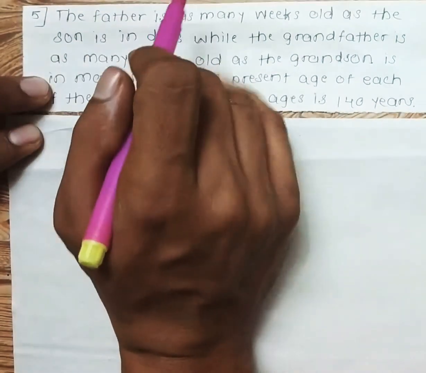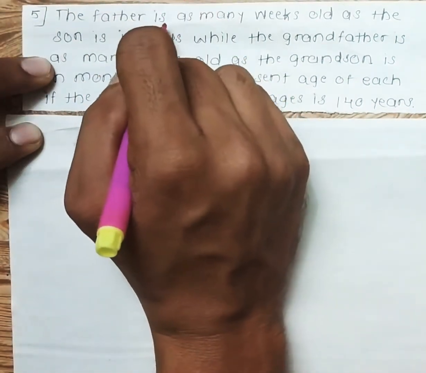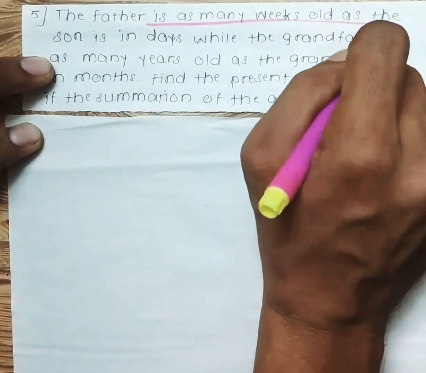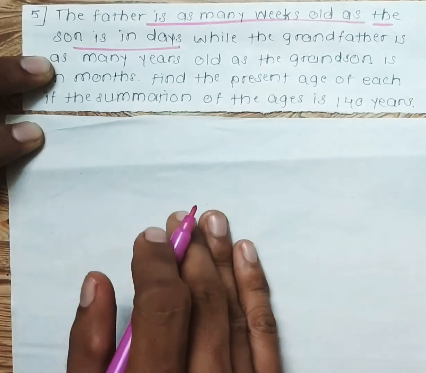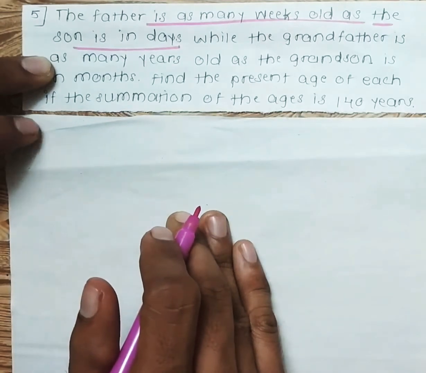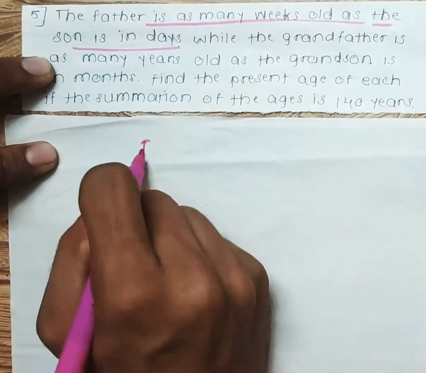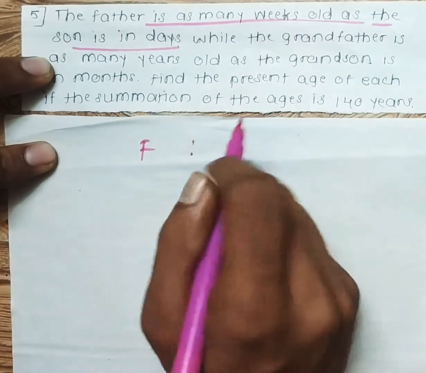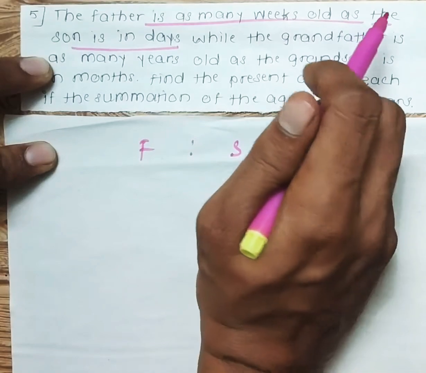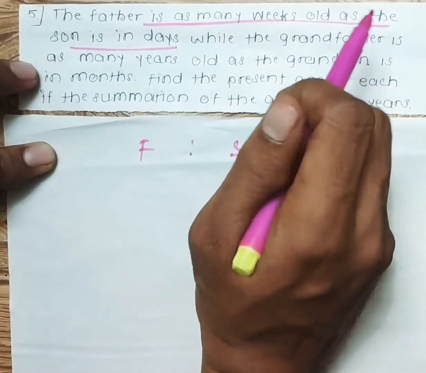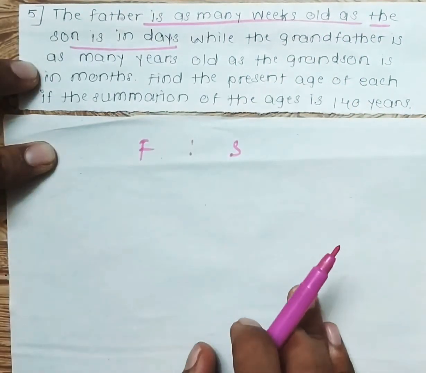The father is as many weeks old as the son is in days. Okay, they're talking about the ratio of the father to son. And what did they say here? The father is as many weeks old. We don't know how many weeks old. As the son is in days.